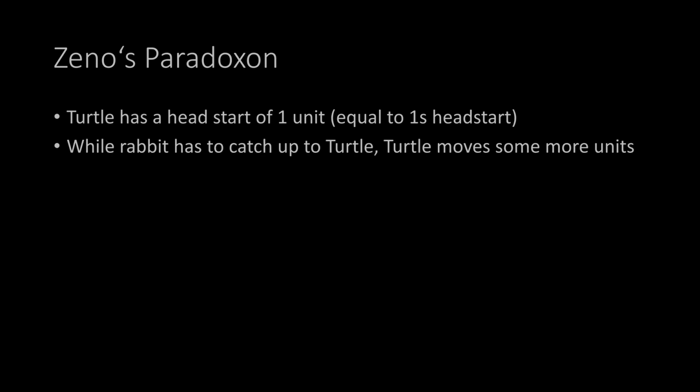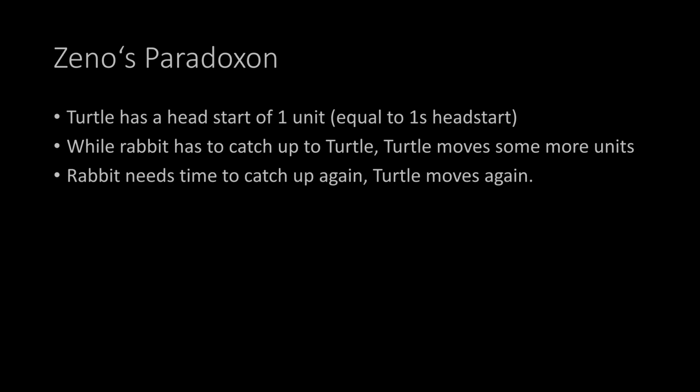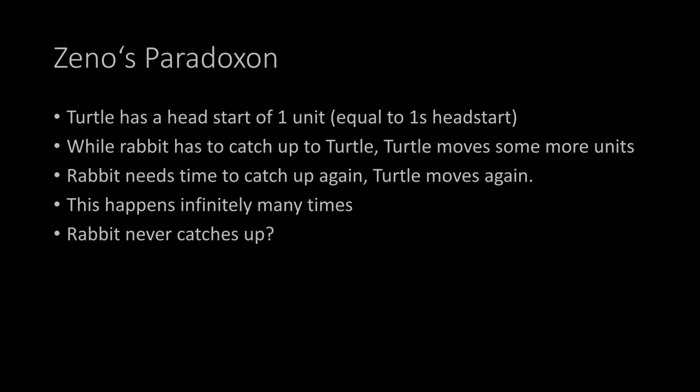The actual paradox is that while the rabbit is catching up, the turtle moves a little bit more. And this little distance, the rabbit has to catch up again, but on the other hand, the turtle moves again. And this can happen infinitely many times. And the thought Zeno had in ancient Greece was that the rabbit never catches up, because he has to catch up infinitely often, and always the turtle makes a little more progress.